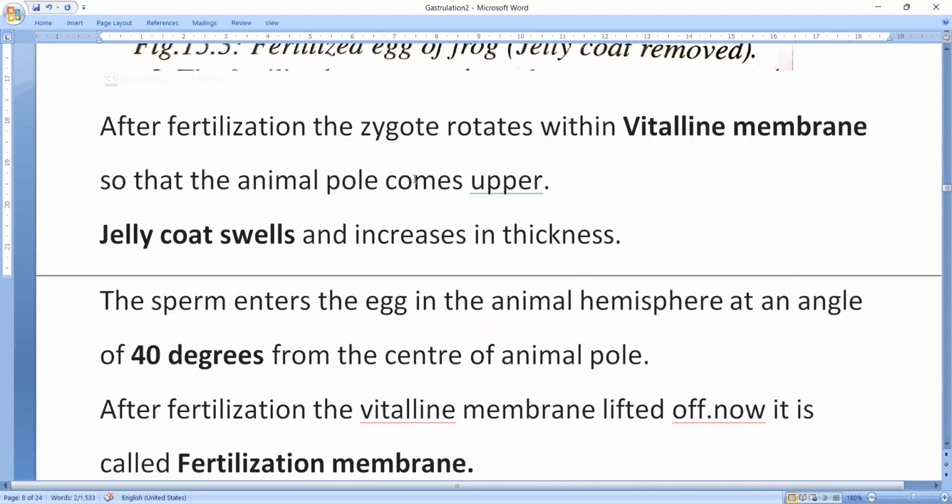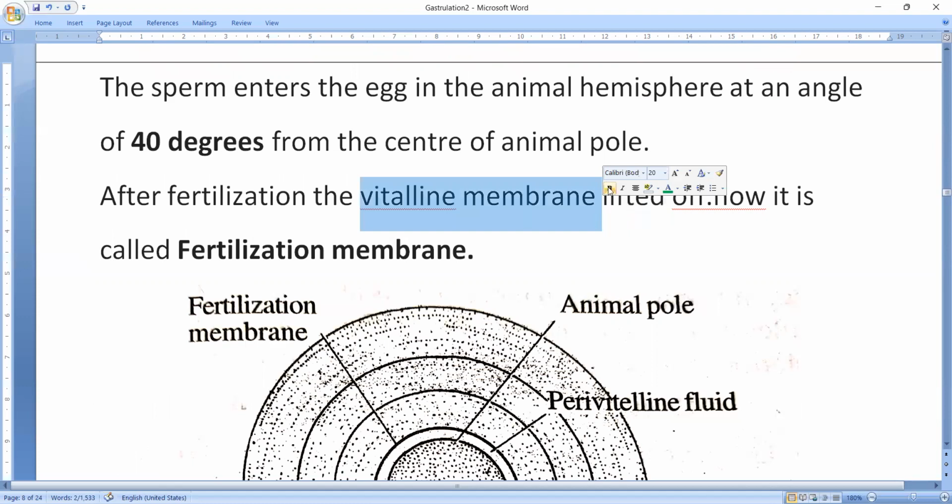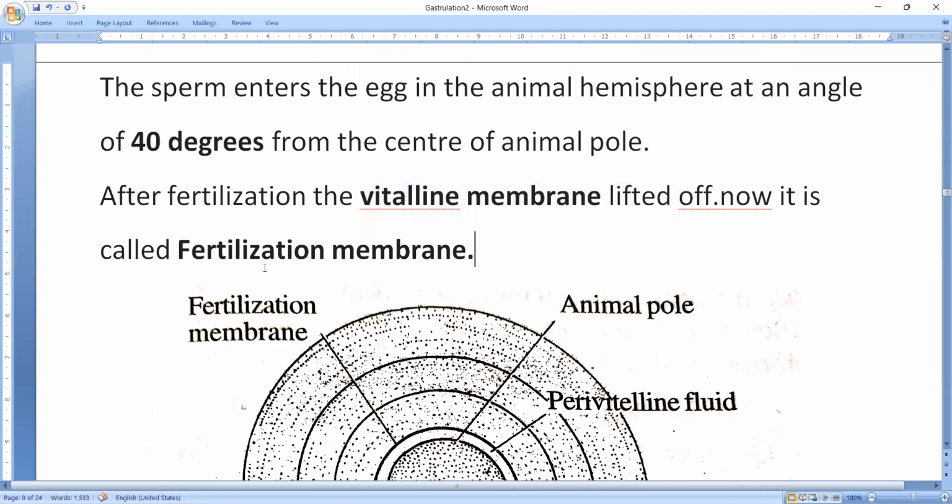After fertilization, the zygote rotates within the vitelline membrane so that the animal pole comes upper. The jelly coat swells immediately after fertilization and increases in thickness. The sperm enters the egg in the animal hemisphere at an angle of 40 degrees from the center of the animal pole. After fertilization, the vitelline membrane is lifted off. We discussed this already. Now it is called the fertilization membrane.